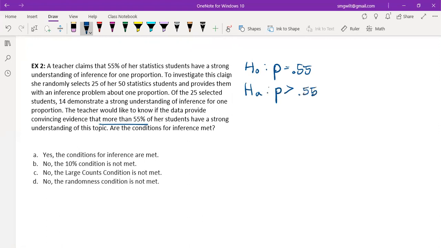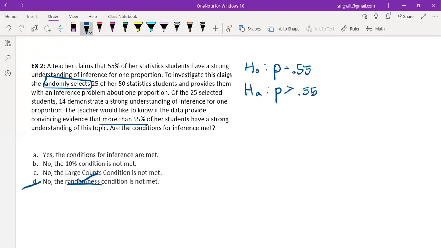So if we were testing this claim, that would be our null and alternative hypotheses. We want to check the three conditions. So let's check randomness first. Remember, for randomness we're literally just looking for a random sample, or a sample collected randomly. She randomly selects, that tells us her sample was random. So that is not the reason that we might not be able to meet the conditions. Okay, so that condition's met.